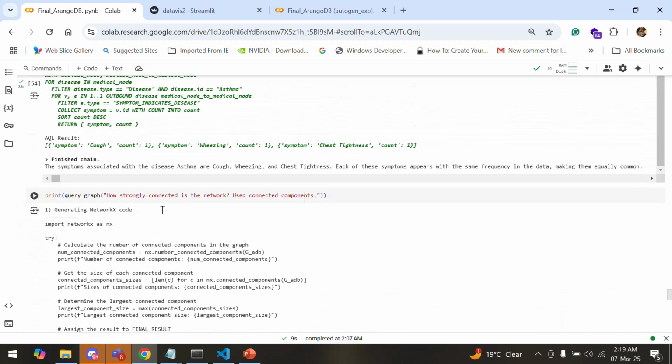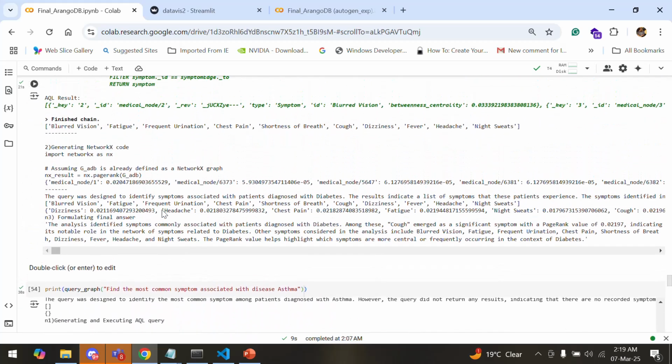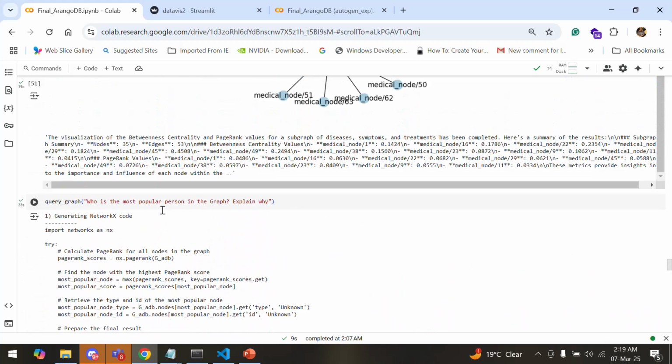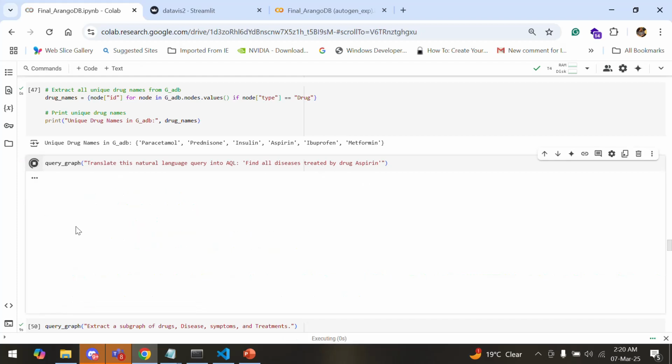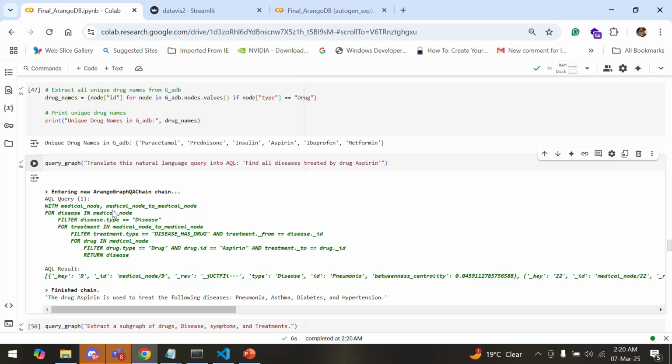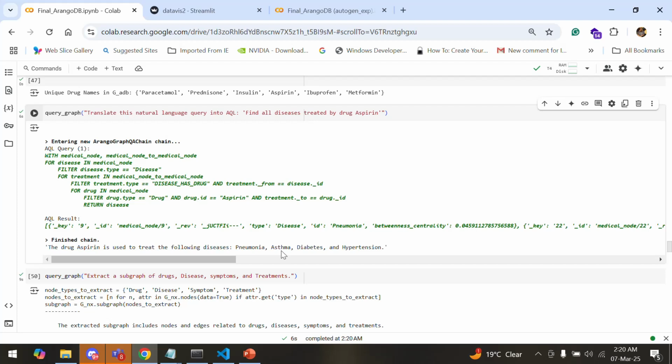So let's take a look at some of the queries that are formulated. Let's go to this part where we have this question: translate this natural language query into AQL, find all diseases treated by the drug aspirin. If you run this, you'll see the entire process. It gets into the Arango graph QA chain, it gets the information, then the chain is finished, and we get the results. The drug aspirin is used to treat the following diseases: pneumonia, asthma, diabetes, and hypertension. So how easily it went through the Arango QA chain and pulled in all the information.